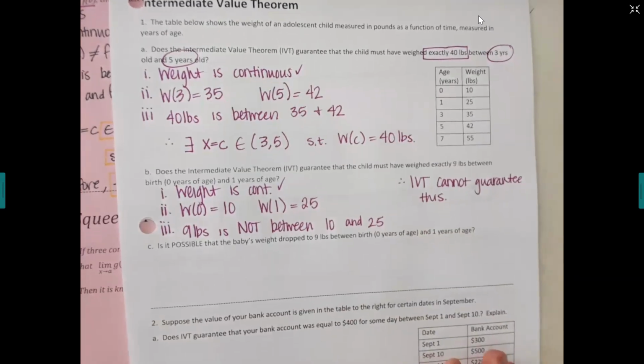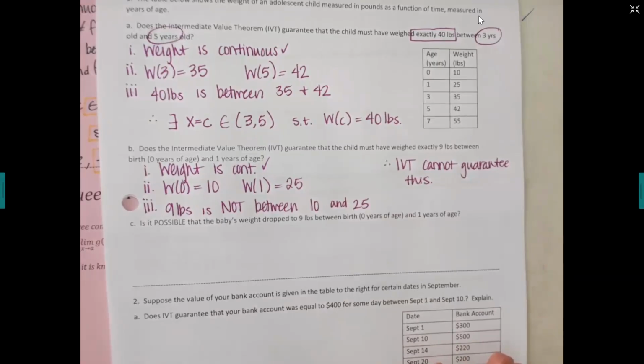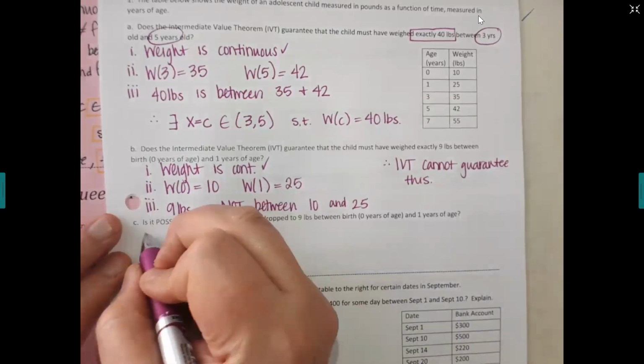Okay, now, once you've written that down, I want you to read part C. So IVT does not guarantee that the baby's weight was ever 9 pounds. But part C, is it possible that the baby's weight dropped to 9 pounds between being born and then getting to 10 pounds? Would it be possible? Yes. Okay, babies lose weight all the time if they get sick, if they have trouble eating. Okay, so is it possible? Yes, but IVT just doesn't guarantee it.